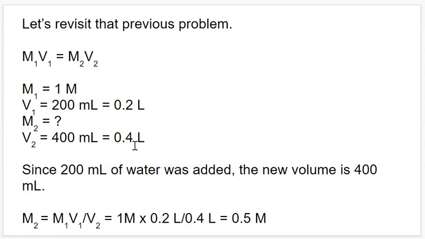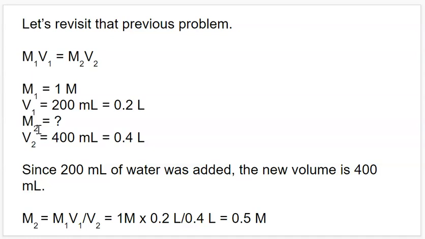But let's talk about this problem again. So we have a 1 molar starting concentration. We don't know what its final concentration is. We know that it started as 200 milliliters, and then we know that we added 200 milliliters to the solution. So that means that the final volume is going to be 400, because it's 200 plus 200. So then I could set it up. In this case, I'm solving for M2. So I'm going to need to do a little bit of algebra.